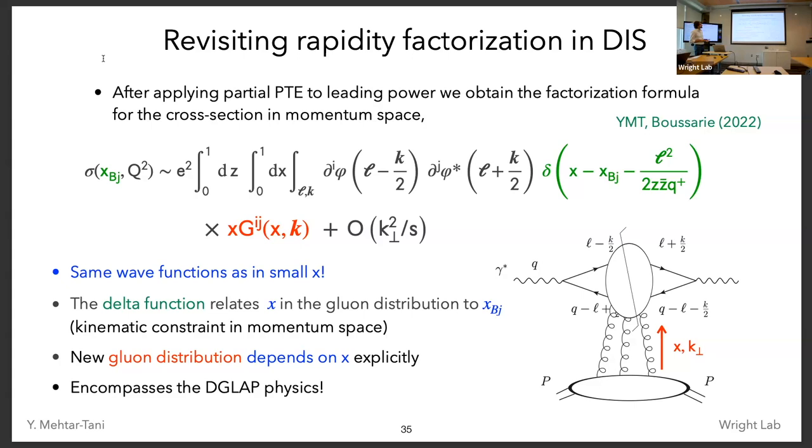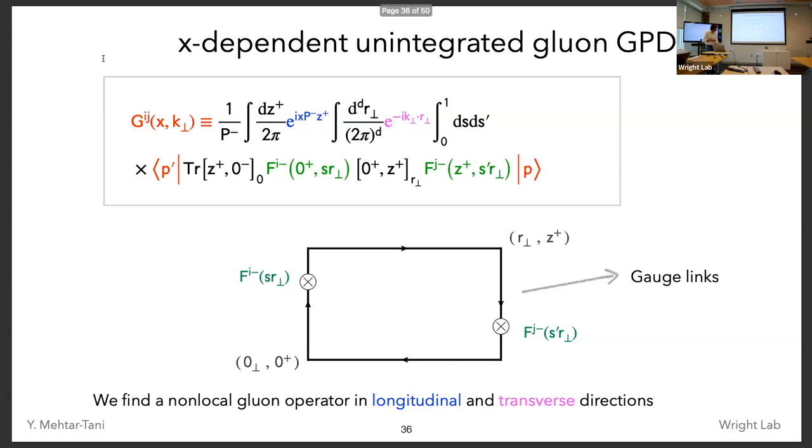So there's a new high energy factorization formula where you get a new gauge invariant gluon distribution that depends explicitly on the transverse momentum exchange here and the x. As opposed to the standard low x approach, it encompasses the gluon. So this is the form of this gluon distribution. Again, the exact details of this formula are not very important. What's important is at least what it looks like in terms of the components that it is built from.